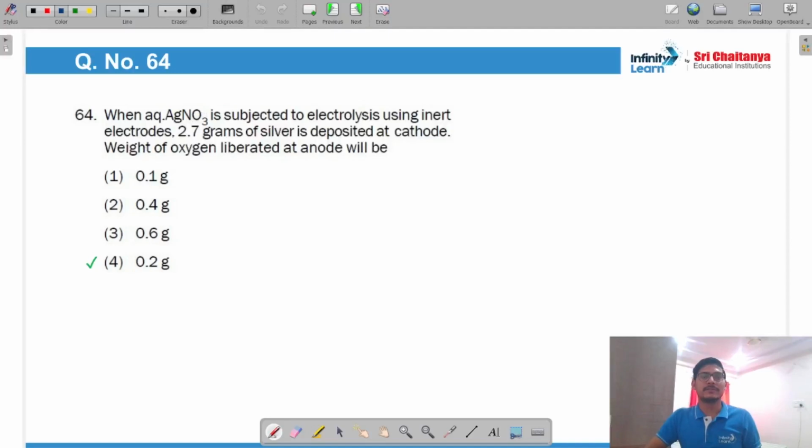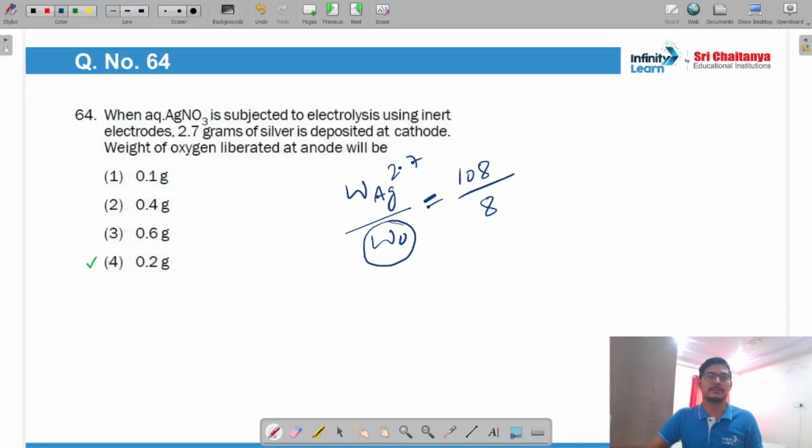When aqueous silver nitrate is subjected to electrolysis using inert electrodes, 2.7 gram of silver is deposited at the cathode. The weight of oxygen, as per Faraday's second law of electrolysis, mass of silver divided by mass of oxygen, the ratio of masses is equal to the ratio of the equivalent weights. The equivalent weight of silver is 108 and that of oxygen is 8. So substitute the value 2.7, you will get the mass of oxygen. It will come out to be 0.2 gram.